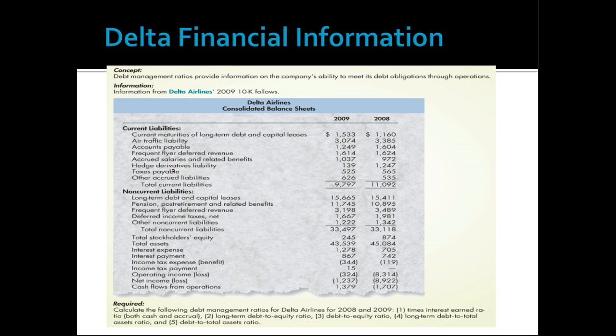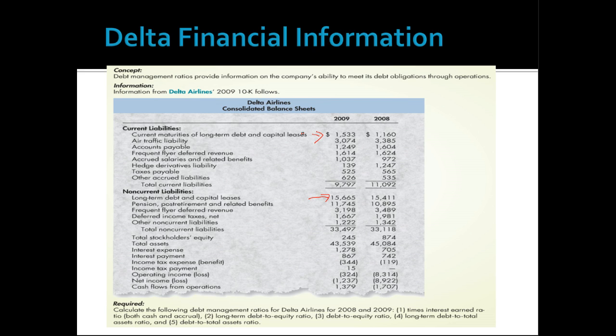So, if we were going to look at Delta's information, I'm going to go first to their non-current liabilities, their long-term liabilities, and I see long-term debt for 2009 of $15.665 billion. Is there any current portion to their long-term debt? I'm not seeing any either. Oh, yes, go a little higher. Very nice, 1.533 billion. So I'm going to add those two together. I'm going to put them in my calculator. And that's going to be my numerator.